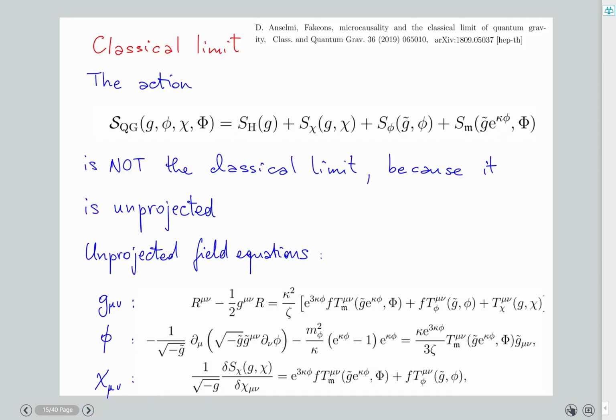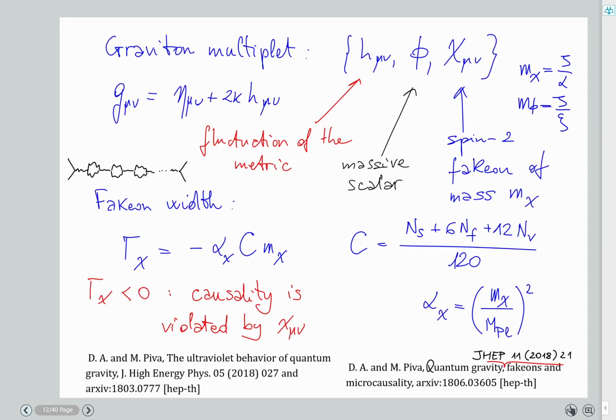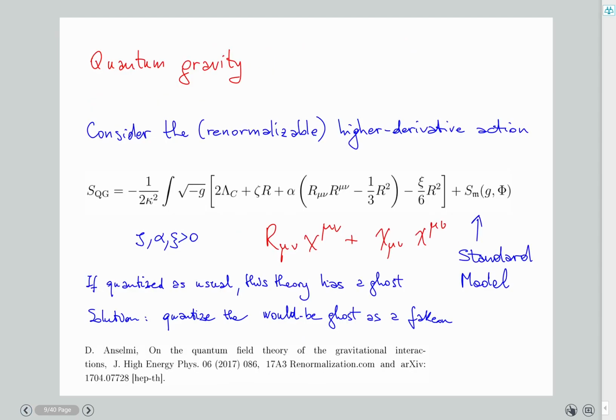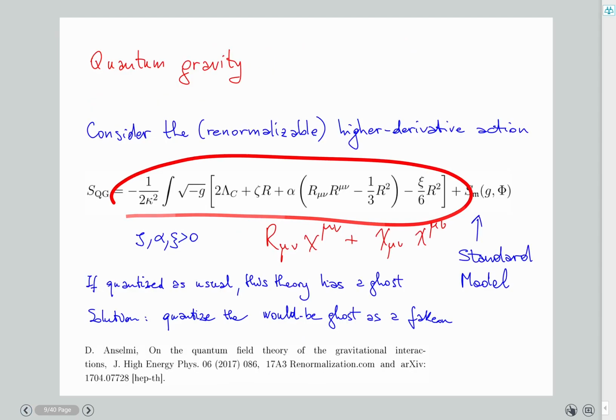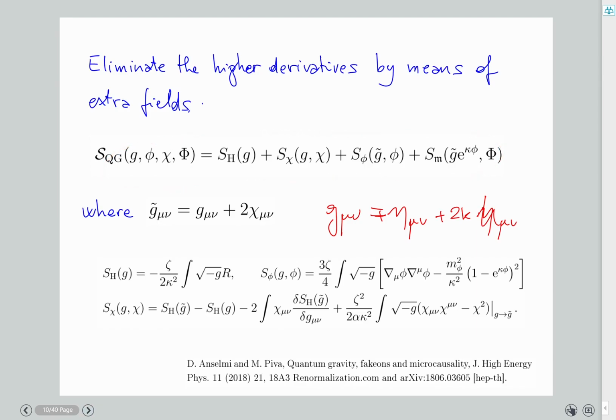And this is what you do in the classical limit. So basically, to find the classical limit, you have to do the same. The classical action I told you before, the higher derivative one, is not the classical action. No matter how you write it, if you write it in the higher derivative form or in the non-higher derivative form, because it has something bad still, the phaton.